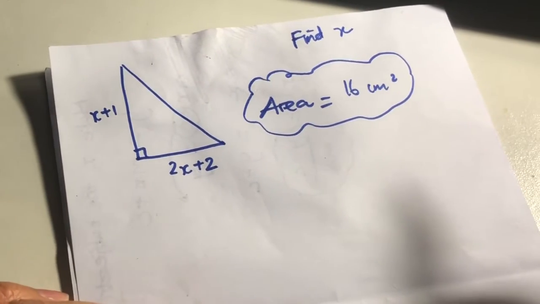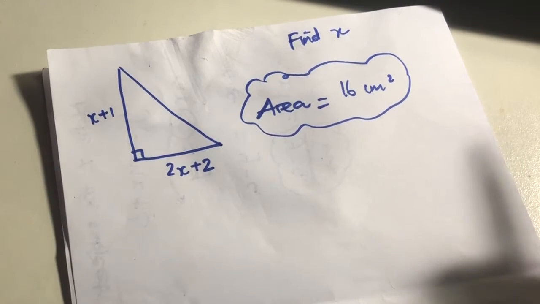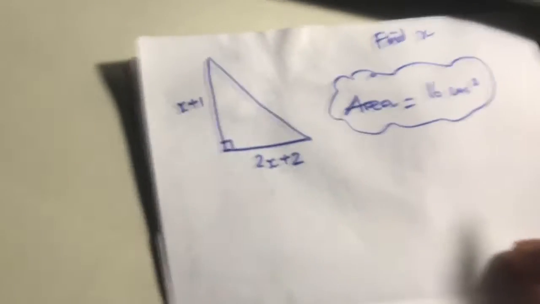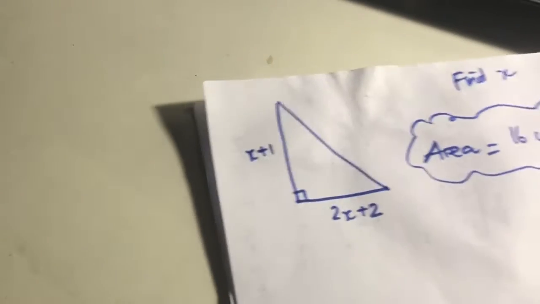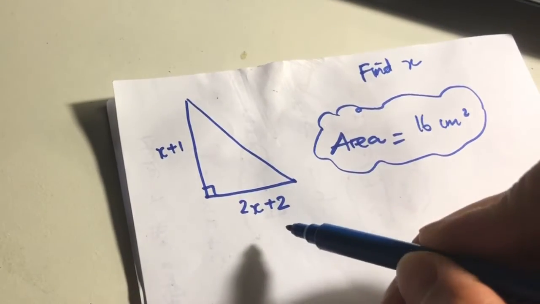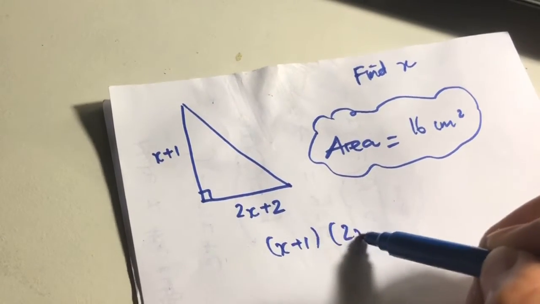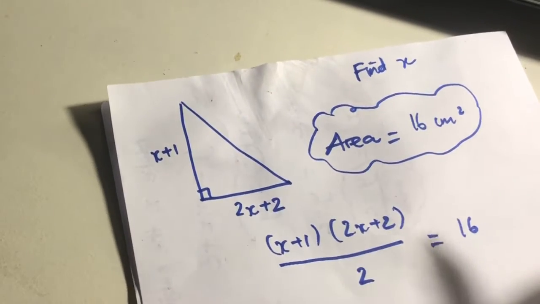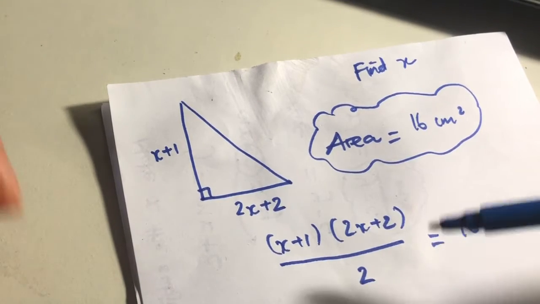So the first thing you do is obviously you need an equation. You need to set up an equation to find x. This area we know is going to be base times height divided by 2. So we're going to go ahead and use that formula to set up equations. So here we go. We're going to have x plus 1 times 2x plus 2 divided by 2 is going to be 16. Base times height divided by 2 is the area.